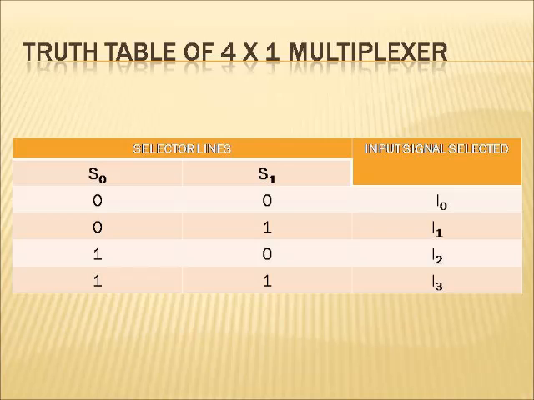So here you can see that when S0 is equal to 0 and S1 is equal to 0, the input signal I0 will be selected. When S0 is equal to 0 and S1 is equal to 1, the input signal I1 will be selected. Similarly, for S0 equal to 1 and S1 equal to 0, I2 will be selected. And when S0 is equal to 1 and S1 is equal to 1, the input signal I3 will be selected.